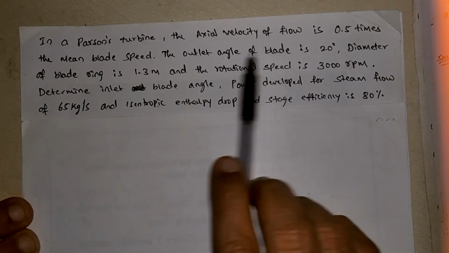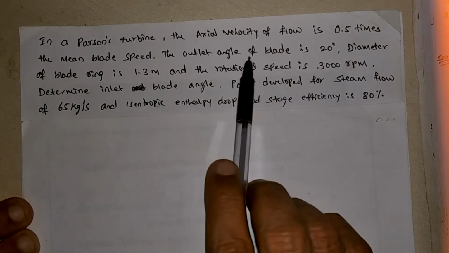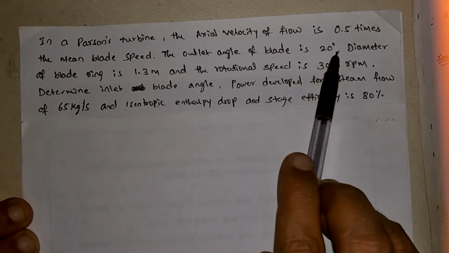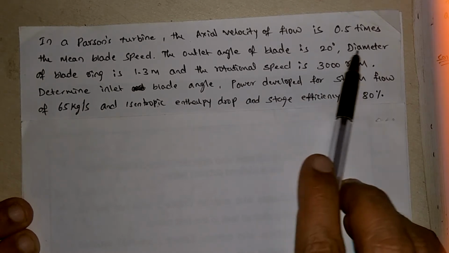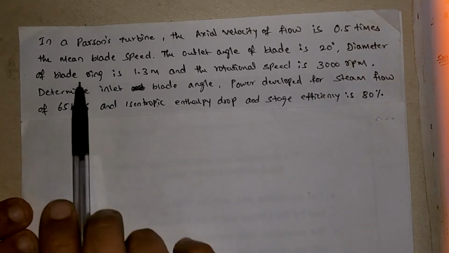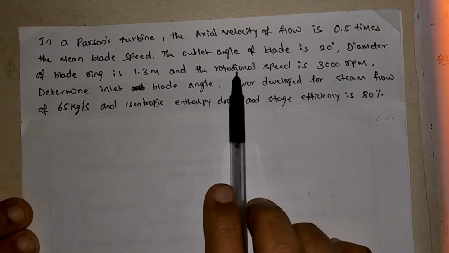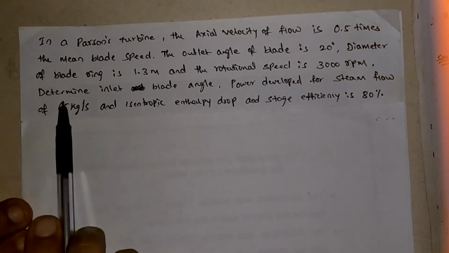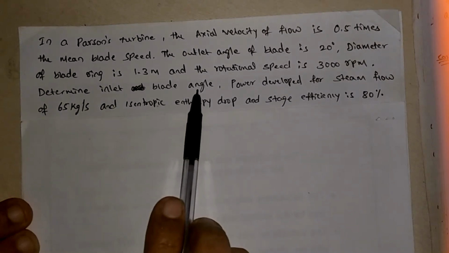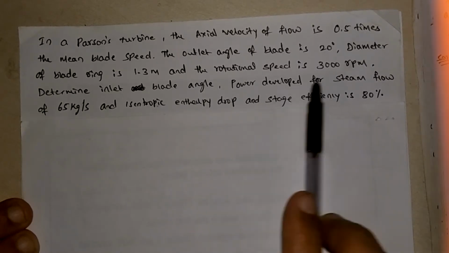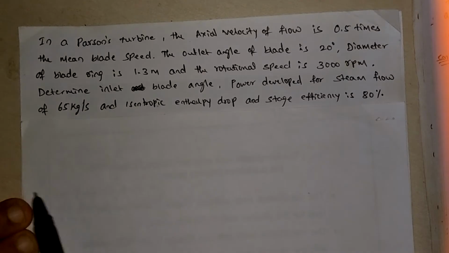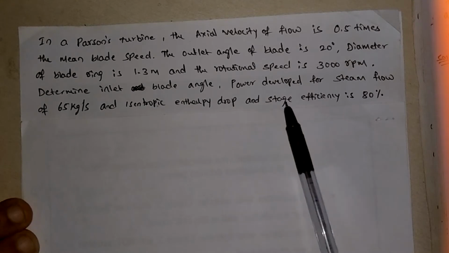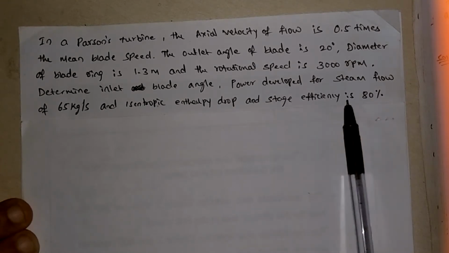The outlet angle of blade is 20 degree. So beta 2 is 20 degree. Diameter of the blade ring is 1.3 meters and rotational speed n is 3000 rpm. Here we need to determine inlet blade angle, that is beta 1, then power developed, to be calculated for steam flow rate of 65 kg per second, and isentropic enthalpy drop. These are to be calculated, and one more given condition is that the stage efficiency is 80%.